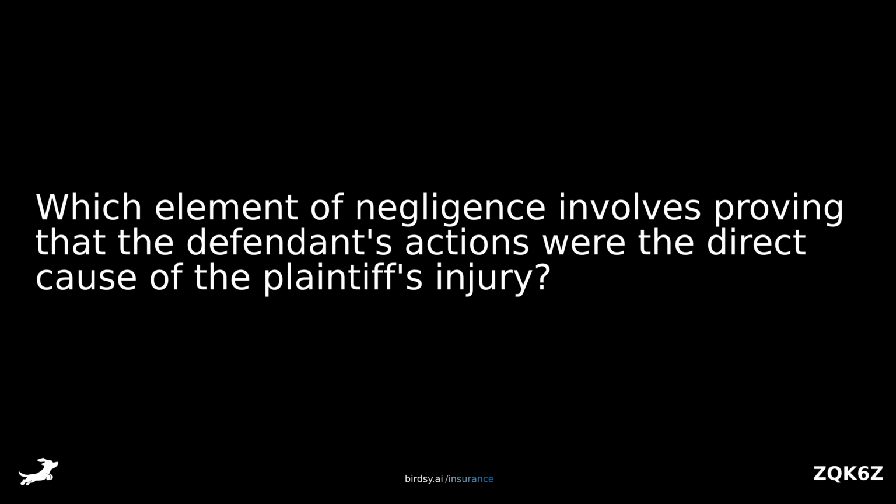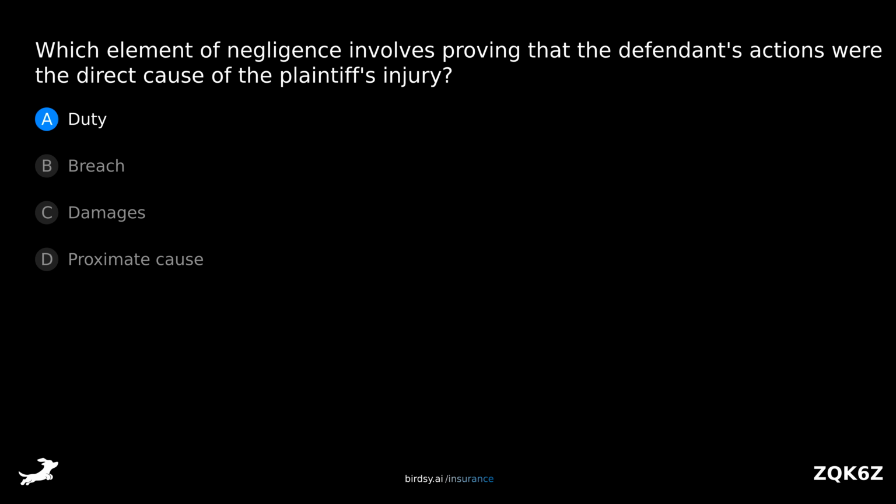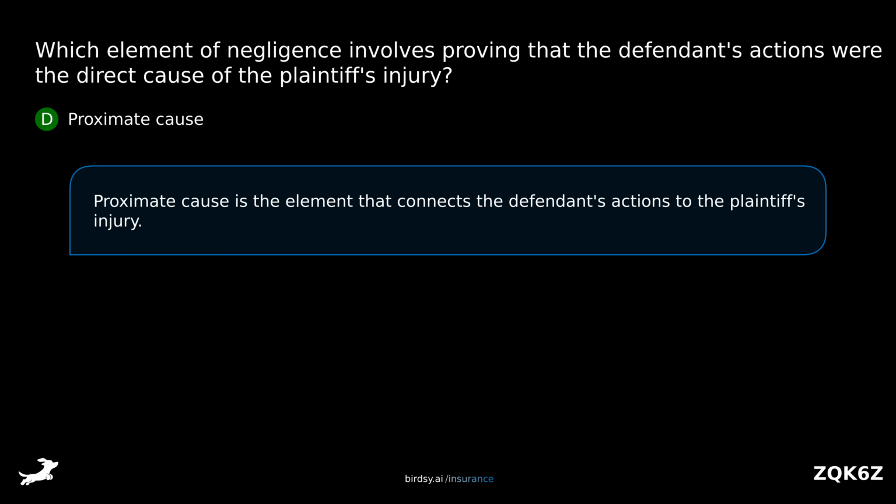Which element of negligence involves proving that the defendant's actions were the direct cause of the plaintiff's injury? Is it A, duty, B, breach, C, damages, or D, proximate cause? The answer is D, proximate cause. Proximate cause is the element that connects the defendant's actions to the plaintiff's injury.